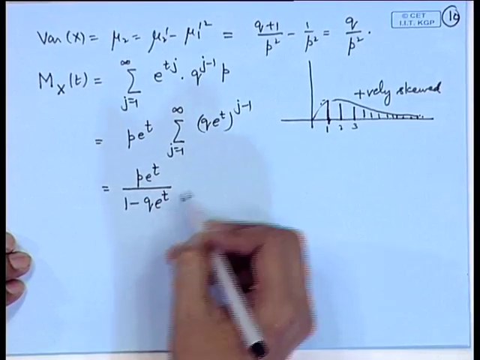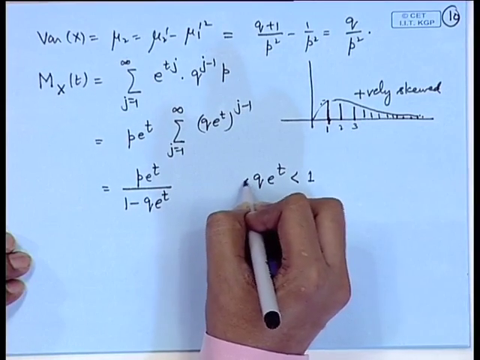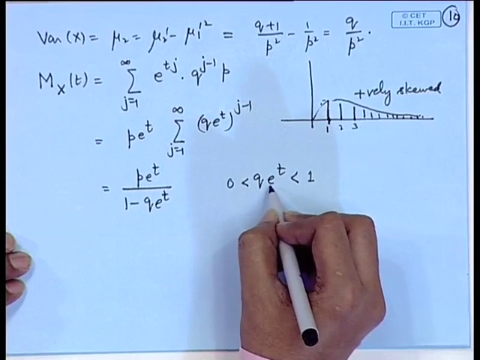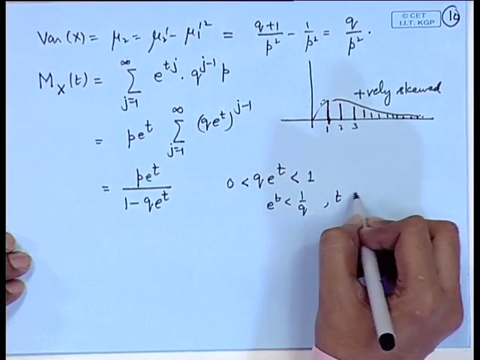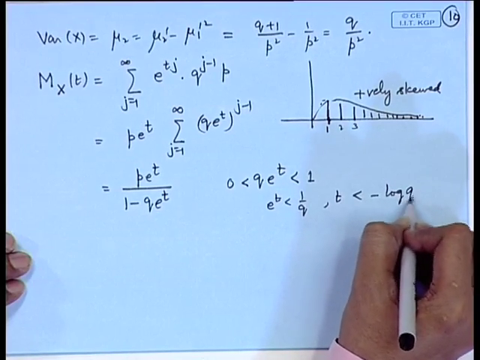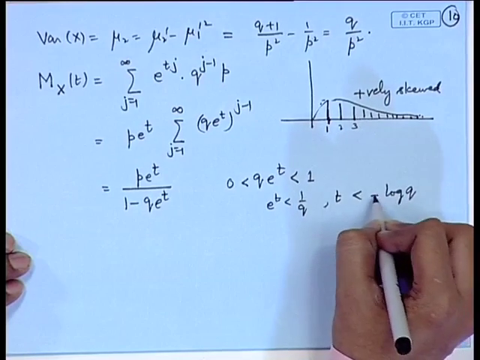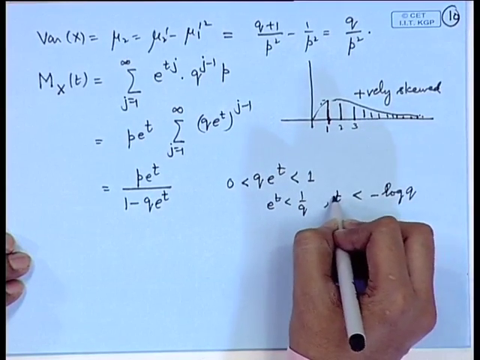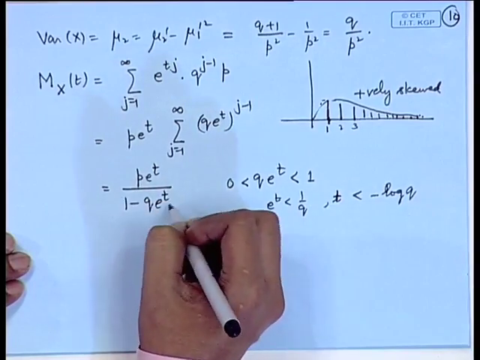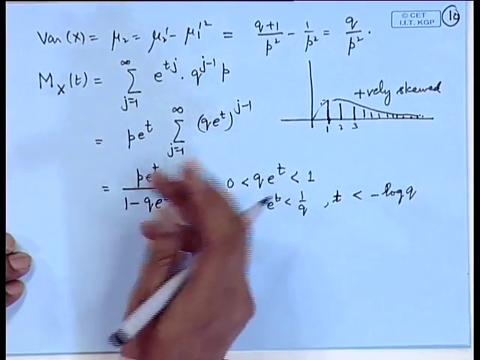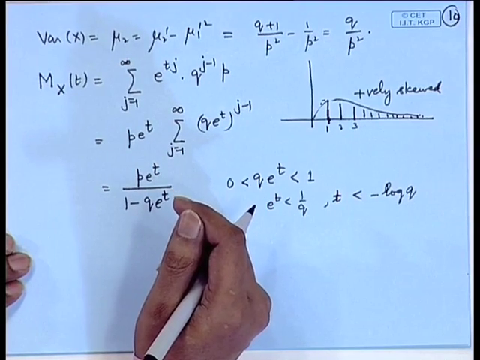Now, this expansion will be valid provided q e to the power t is less than 1. Of course, this is positive. That means e to the power t is less than 1 by q, or t is less than minus log of q. Since q is a number between 0 and 1, log of q is negative, and therefore, minus log q is positive. So, in a neighborhood of t is equal to 0, this moment generating function exists. So, this can be utilized to calculate all the moments of this distribution.